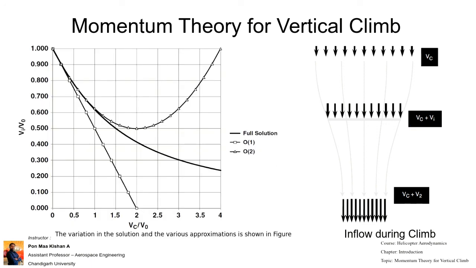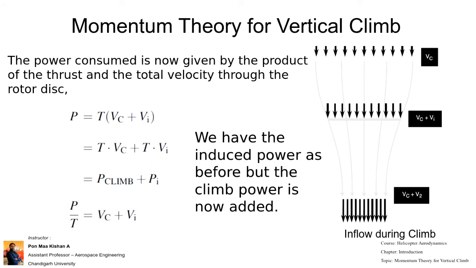Correspondingly, there is a graphical representation between Vi by V naught as well as Vc by V naught. Vi by V naught is the induced velocity in the climb, and V naught indicates the induced velocity during hovering, and Vc is the vertical velocity divided by V naught, where V naught is again the hovering induced velocity. Why is this graph of the variation of velocity needed? This graphical representation is also taken from the equation which we have just seen.